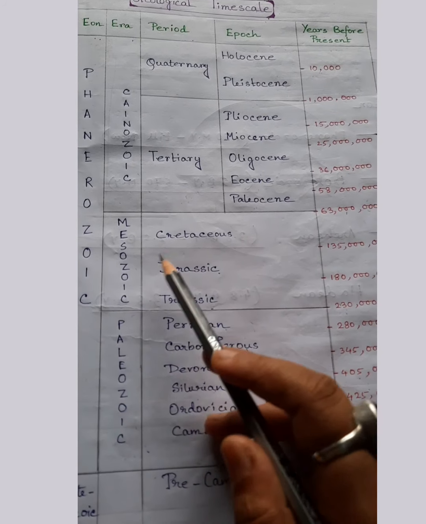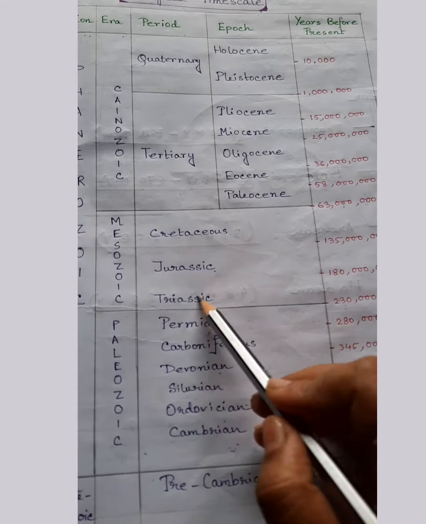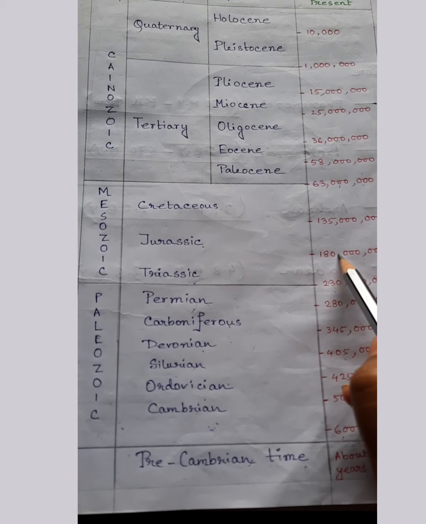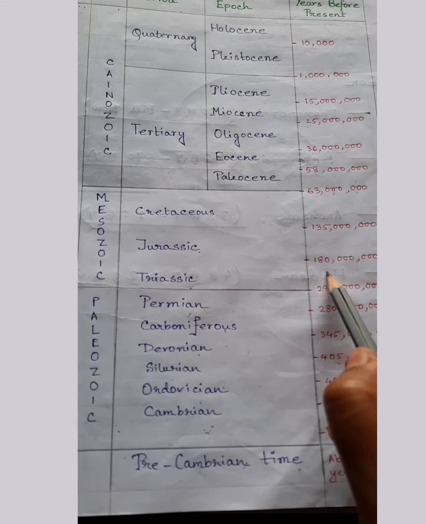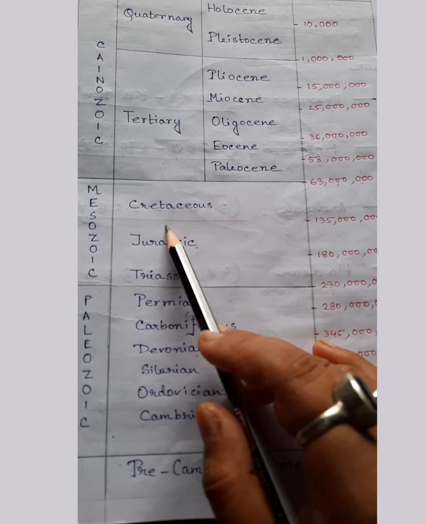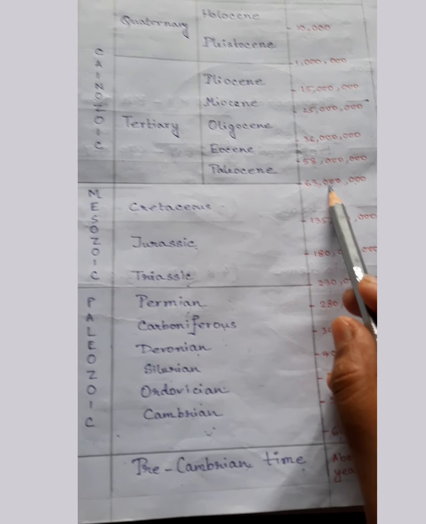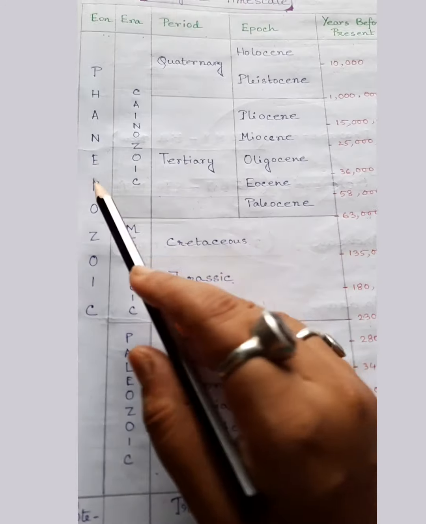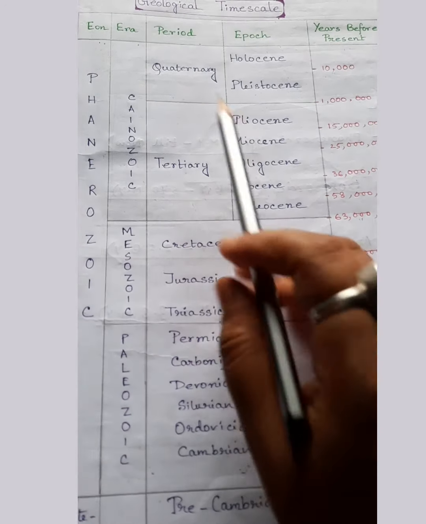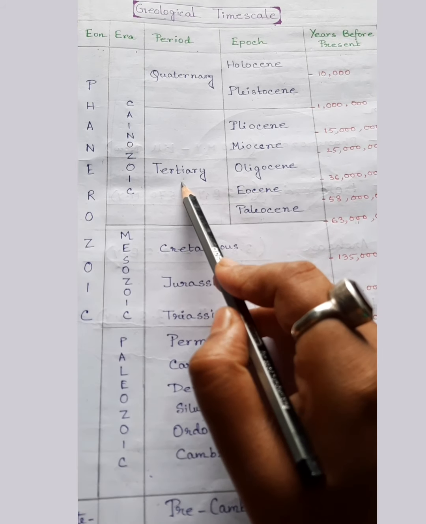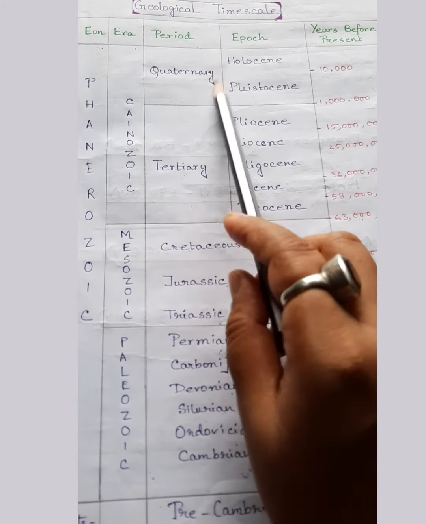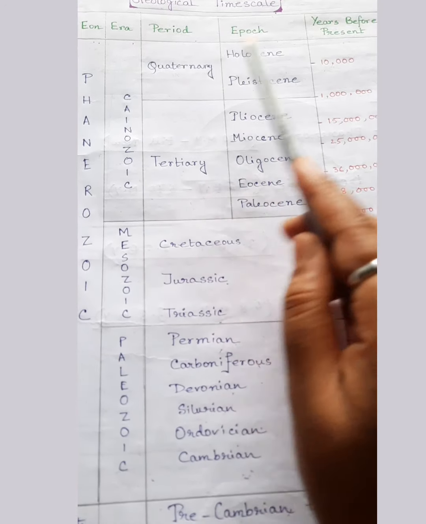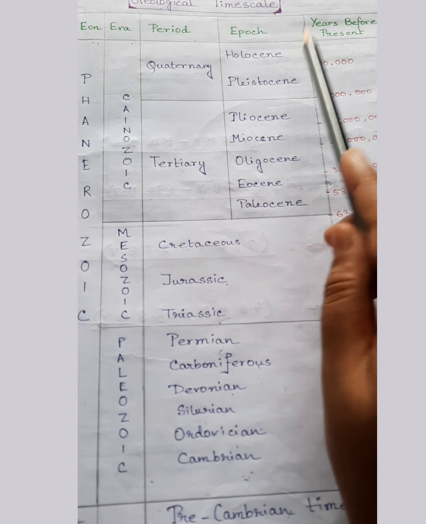After that, the Mesozoic era. This is further divided into three periods: Triassic, 230 to 180 million years, then Jurassic, 180 to 135 million years, then Cretaceous, 135 to 63 million years. Then comes the Cenozoic era. The Cenozoic era is divided into two periods: the Tertiary period and the Quaternary period, and the Quaternary period is the most recent. Actually we are going through this period, in the Holocene epoch.